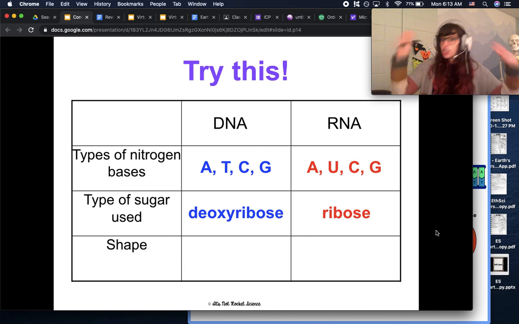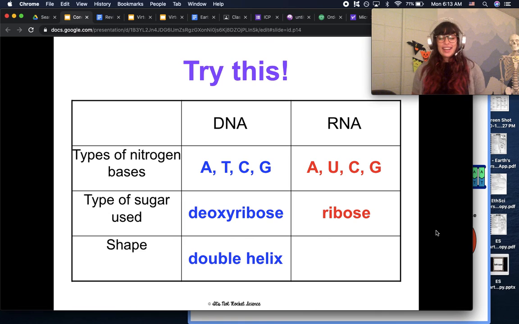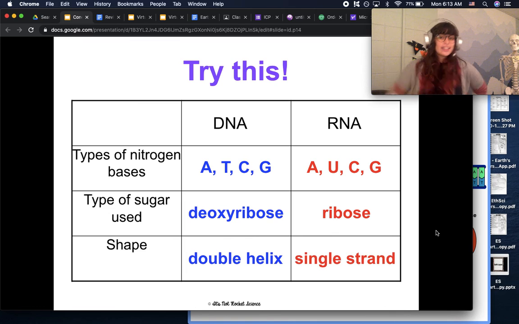Last one, we just went over this part. What is DNA's shape called? You're right if you said it is an anti-parallel double helix. And last one, bring it home with what RNA is shaped like. You're right if you said it is a single strand.